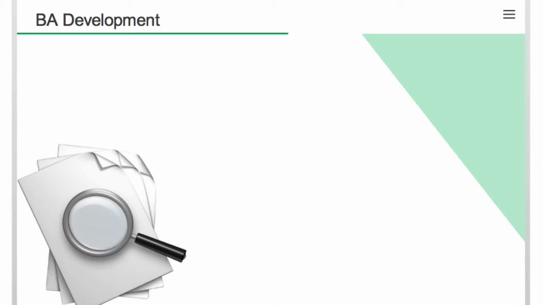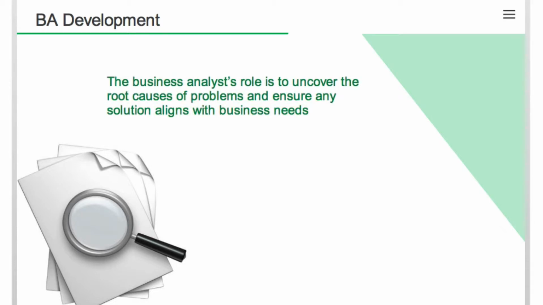These factors have led to the rise of the business analyst. Their role is to uncover the root causes of problems, identify the issues to be addressed, and ensure any solution will align with business needs.